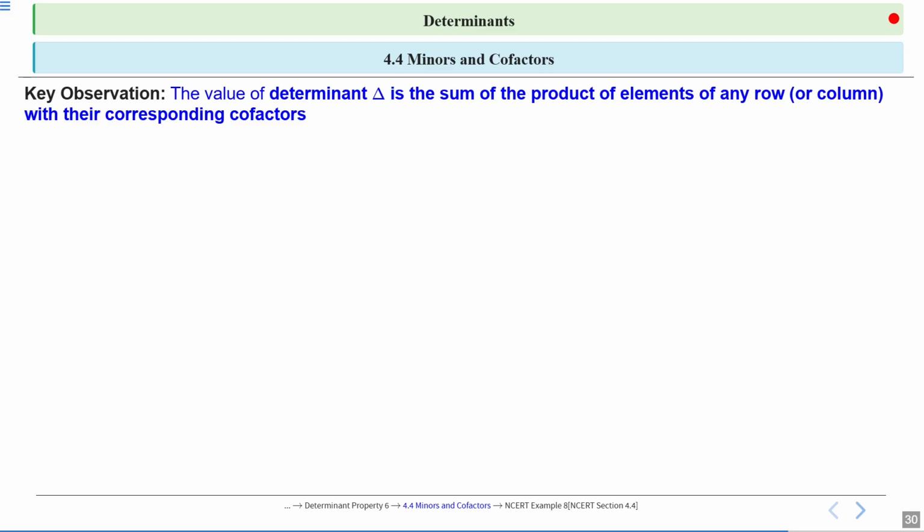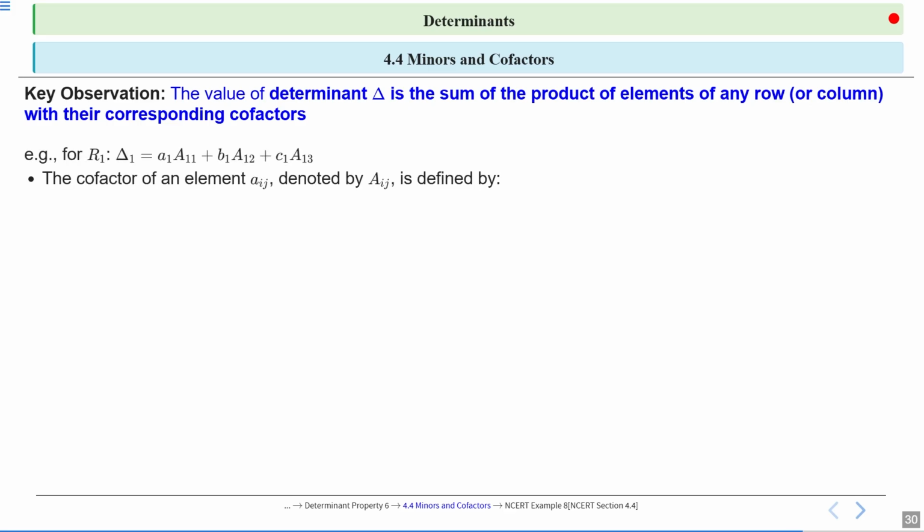By using the concept of minor and cofactor, the value of a determinant is the sum of products of elements of any row or column with the corresponding cofactors. So now we can represent a determinant as the sum of products of elements with the corresponding cofactors, because cofactors are minus 1 to the power i plus j into Mij, where Mij is the determinant of the matrix of order 2 cross 2 obtained by cancelling the i-th row and j-th column.